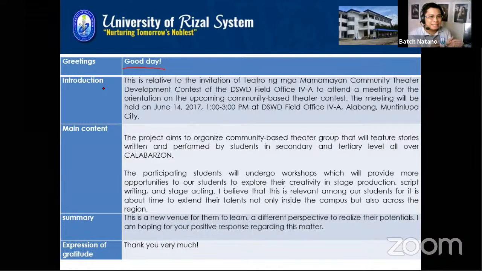So take note of this template so that you will be guided on how you will be presenting your letter. Again, begin with greetings, the introduction, provide idea of what the letter is all about. The main content, discuss what the letter is all about. Then summary, you will be recapitulating what you would like to happen in your letter, and you are expressing what you are expecting from the person who will be reading your letter. And then finally, end it with a gratitude.